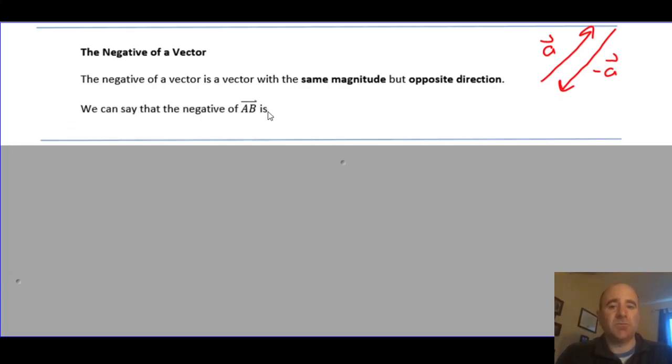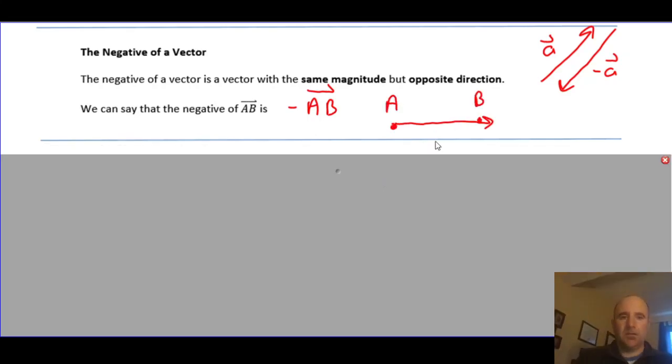So we could say, talking about a regular vector, but how about a point-to-point vector? The vector going from point A to point B. So the negative of AB would be negative AB. But think about what that picture would look like for a second. If you've got vector AB, then negative AB goes the opposite direction. So instead of going from A to B, negative AB would go from B to A. So negative AB is actually equal to just the vector BA.